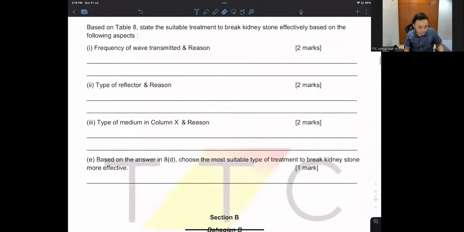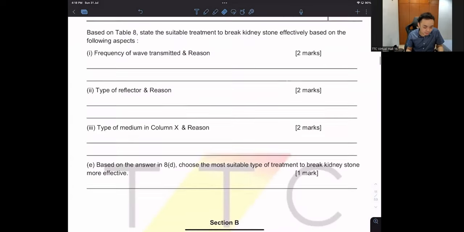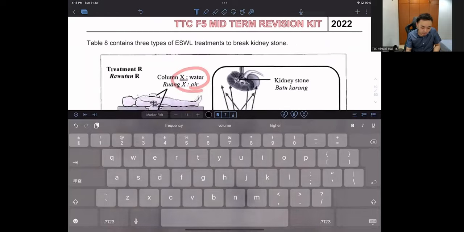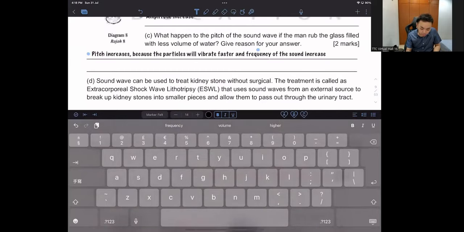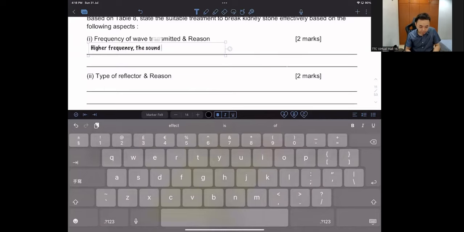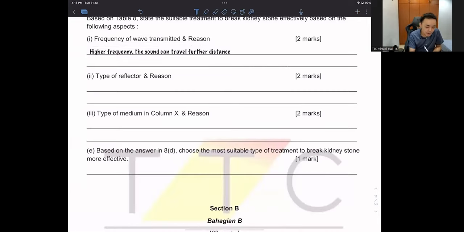Okay, so here we go. Number one, we want the frequency of the sound to be higher frequency. What's the reason? That's the ultrasound. Did they mention ultrasound? Oh, they didn't, but the answer is ultrasound. The sound can penetrate and travel a further distance, right?